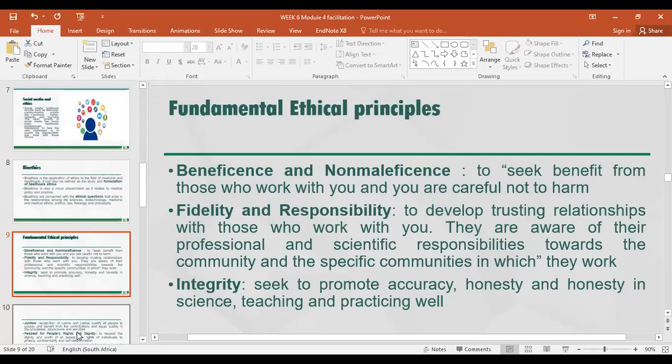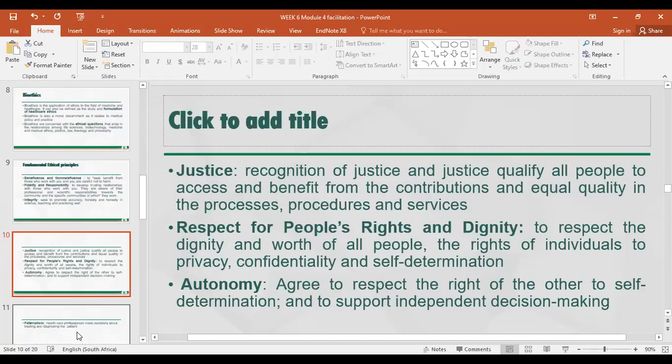Integrity seeks to promote accuracy and honesty in science teaching and practice as well. So far, we've covered 5 ethical principles now.